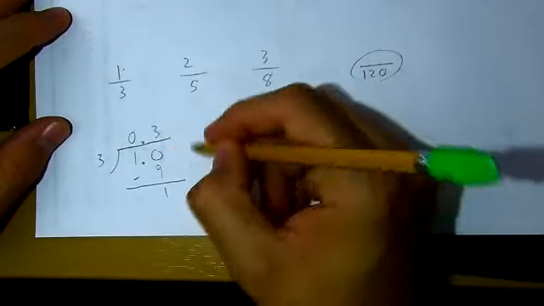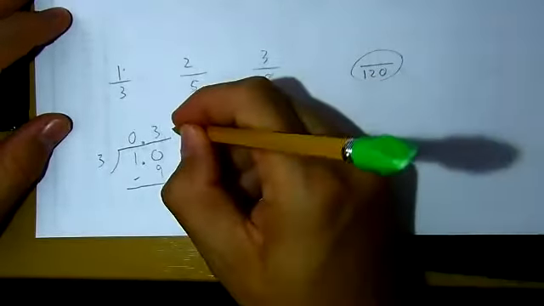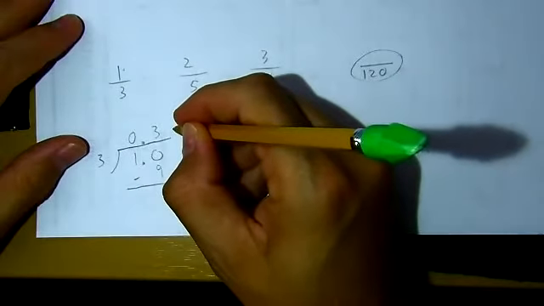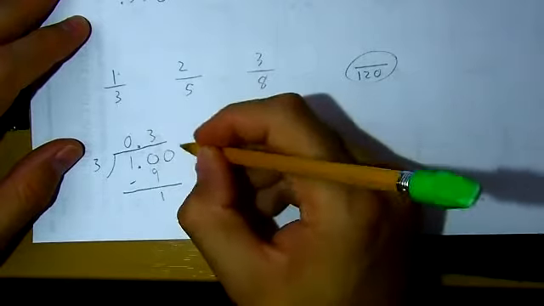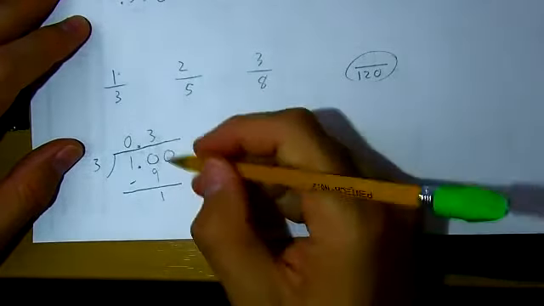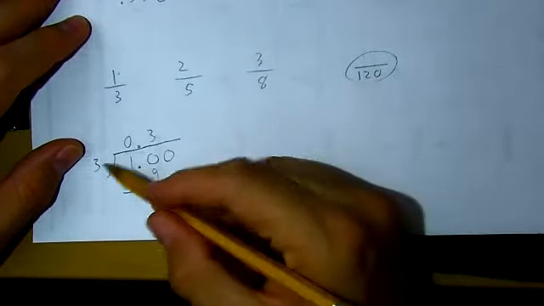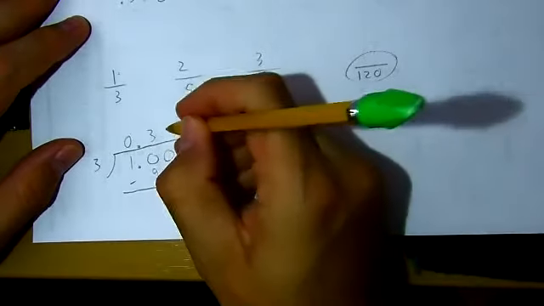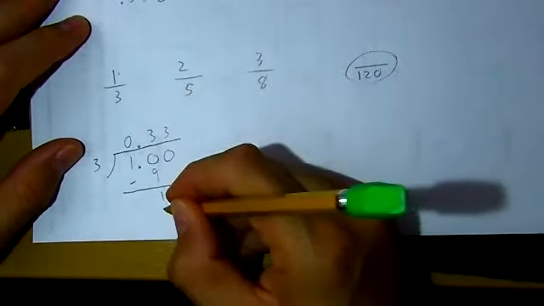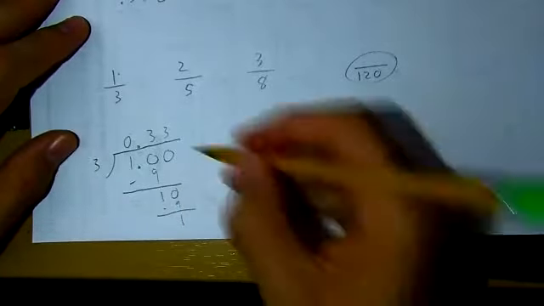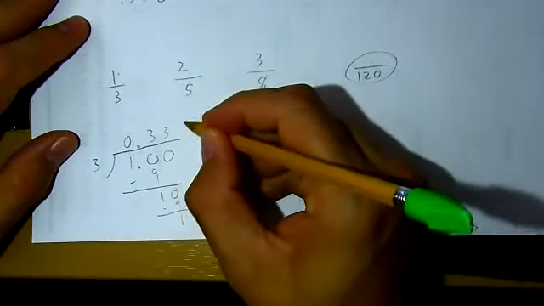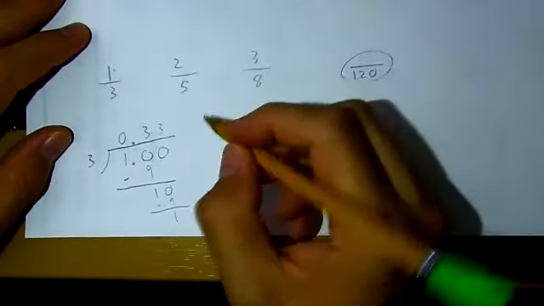For these, I always go out at least 2 places, and then I see if I need to go out to a third place. So you add a zero, another 0 here, extend your line, bring that 0 down, and again 3 is going to go into 10 3 times. And if you'll see, that's just going to be repeating over and over again. So if you want to know, this goes 3 3 3 3 on infinitely.